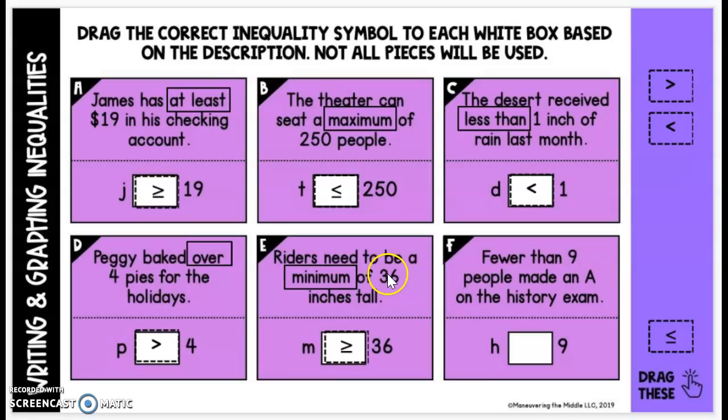And the last one, fewer than 9 people made an A on the history exam. So fewer than 9, which means 9 didn't make it. It has to be less than 9. So 8 or below. Now you'll notice that we put a square around the key words. That's what you want to do, is look for your key words, and then you're going to create your inequality from that.